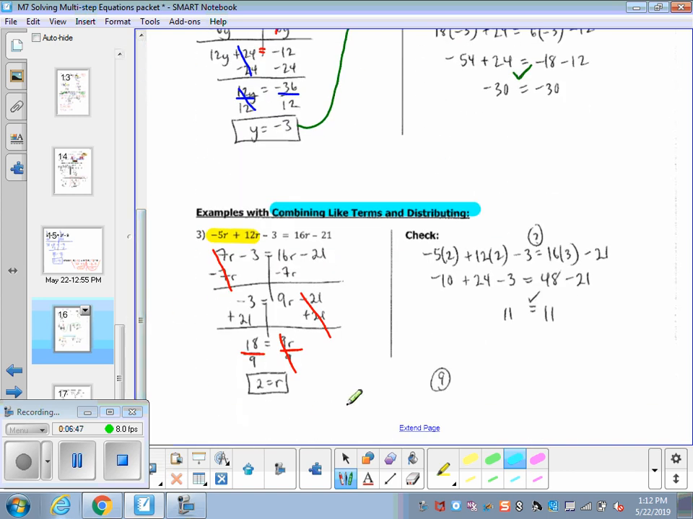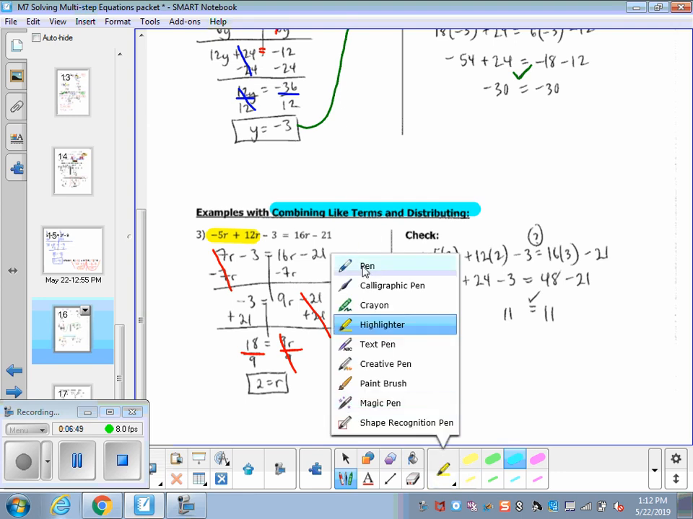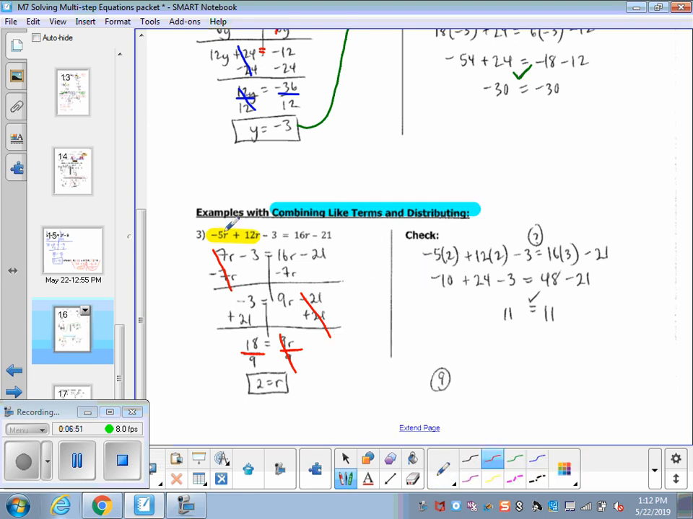All right, so I'm back down here to number 3. We simplified first, we just combined like terms, and then we had a variable on both sides. So we dropped the line and started with the smaller coefficient. Now that we've got r is 2, I'm going to check by plugging it into the original equation everywhere I see an r. So I saw an r here, here, and on the other side.